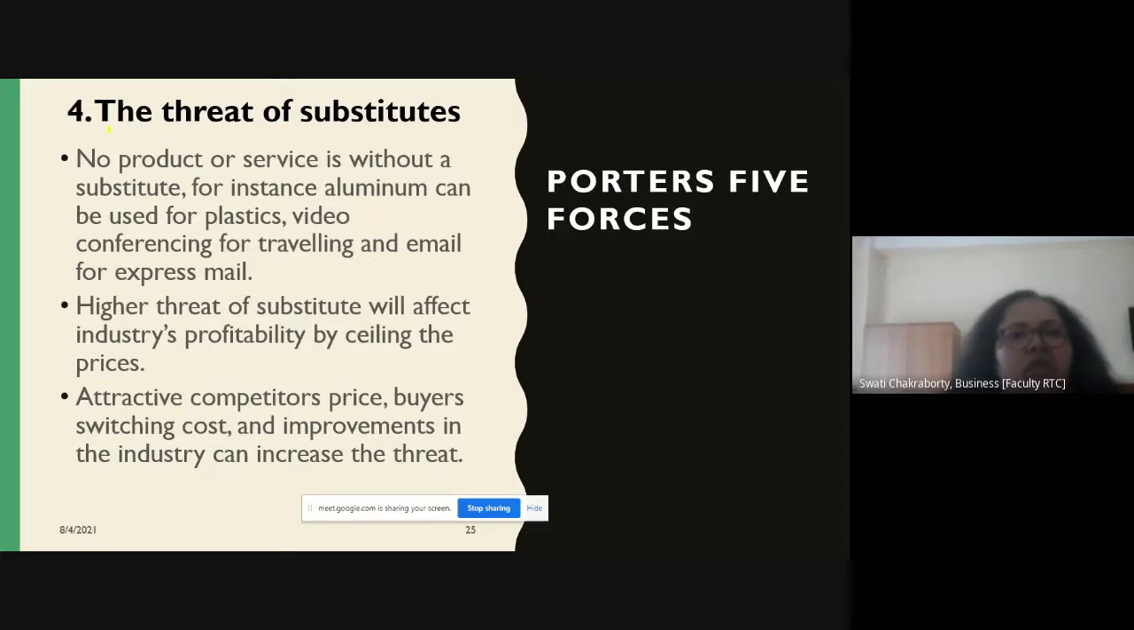Okay. Four is the threat of substitutes. Substitutes means alternative products or services, right? If your product or service can be substituted, and there are alternatives available, that would affect the industry's profitability. Why? Because the price has to be cut down, right? So what has to be done is to see that your product is unique. Only then can you prevent the threat of substitutes.